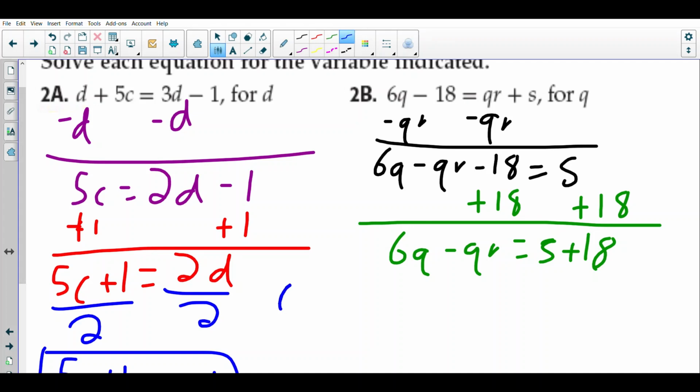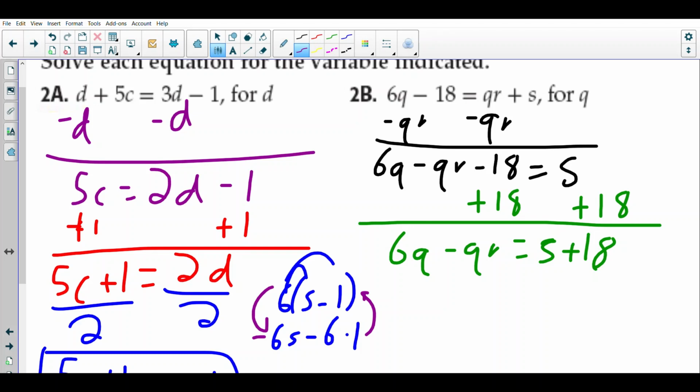If I had 6 times the quantity s minus 1, for example, I would take that and distribute. Now I get 6 times s minus 6 times 1. Well, if I can work from the top to the bottom, I can work backwards. So I'm going to take away that 6, and I can go to 6 times the quantity. So the same thing applies here.